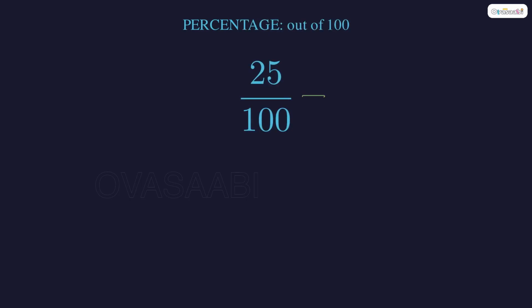A percentage is a ratio out of 100. 25 over 100 equals 25%. The percent symbol simply means divide by 100.